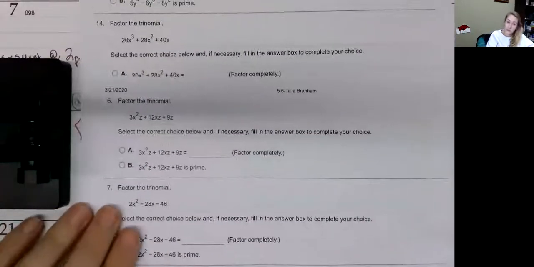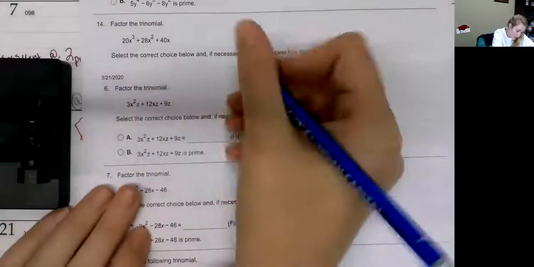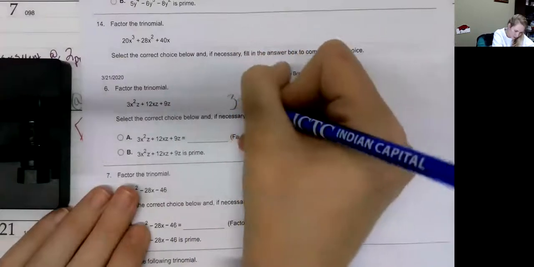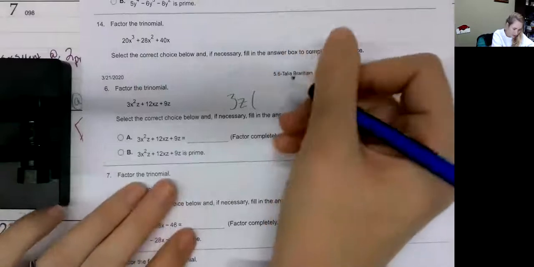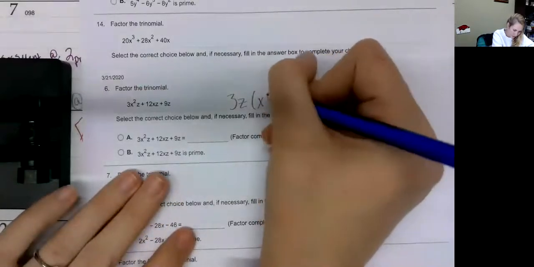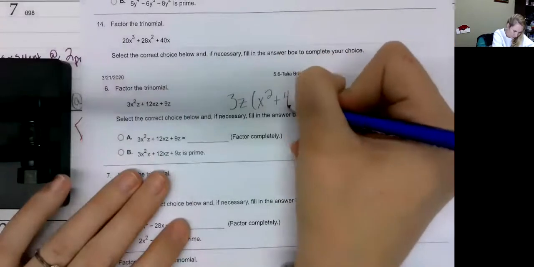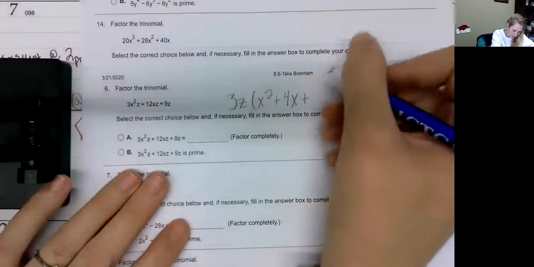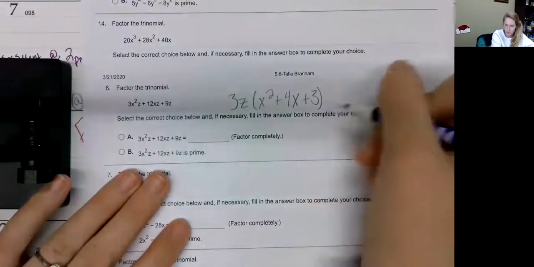Oh, there's a leading coefficient. You know what I'm going to do? I'm going to factor it out. So we have z's in all of them and 3, so let's factor out 3z. So 3x squared z divided by 3z would leave us with x squared plus 12 divided by 3 is 4. The z's gone, so x plus 9z divided by 3z would be 3. And then we'll factor that.